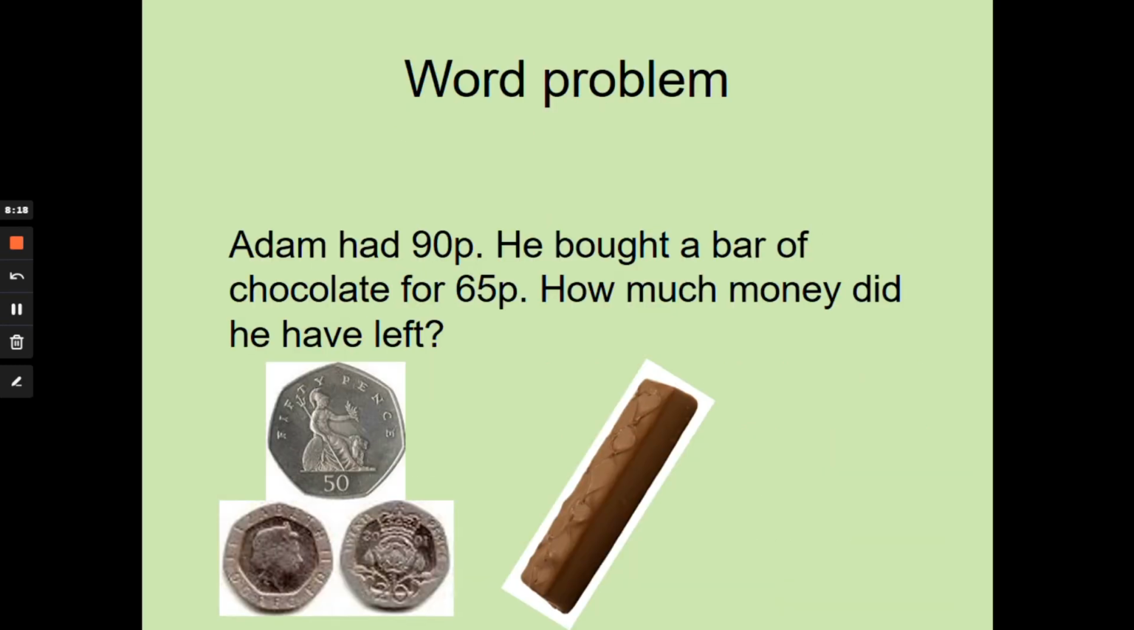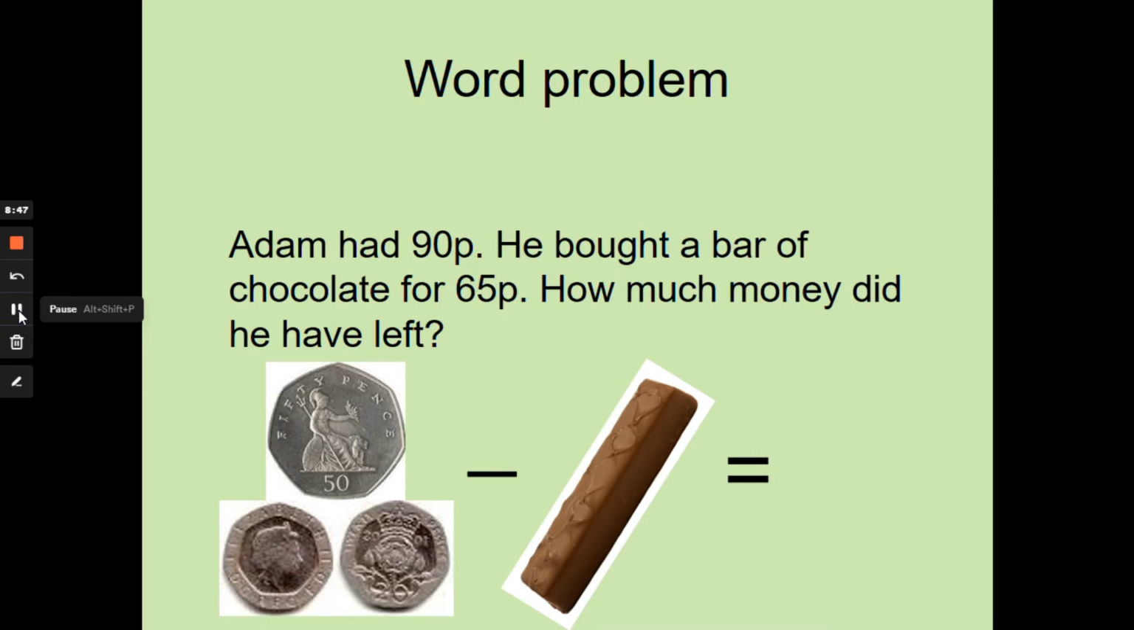Here is a word problem for you to have a look at. So Adam had 90 pence. He bought a bar of chocolate for 65 pence. How much money did he have left? It's a takeaway. So what does that one equal? Remember, you have to put the biggest number at the top, take away the smallest number. So can you give the screen a pause and try and work that one out for me, please?